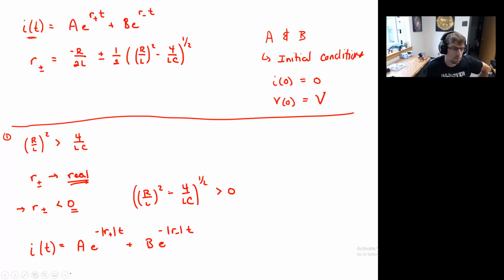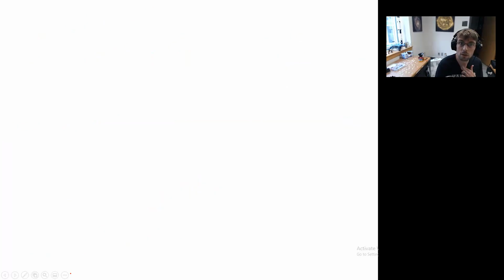Nothing too exciting there, I guess. You've already seen some of these double exponentials. So let's go to a different scenario, and this is the one that will latch on to the previous discussions. What happens when (R over L) squared is less than 4 over LC?